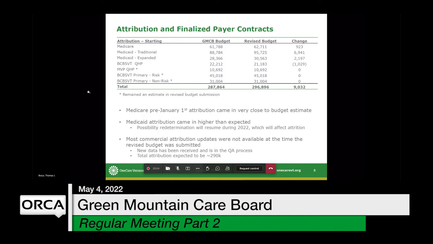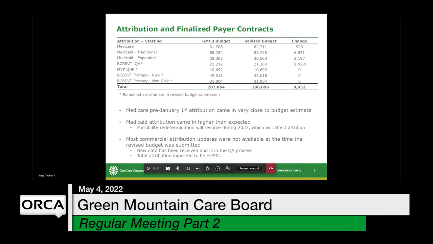Okay, so now we're really shifting into the budget section. And again, I'll be highlighting some of the bigger changes that we've experienced between the initial budget submission and what we're seeing now. Starting with attribution, the table included here is effectively the start of the year attribution. This is not an attrition affected table at all, just the beginning of the year.